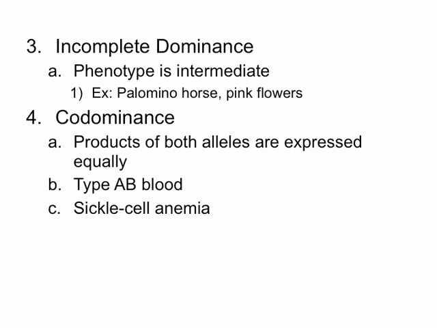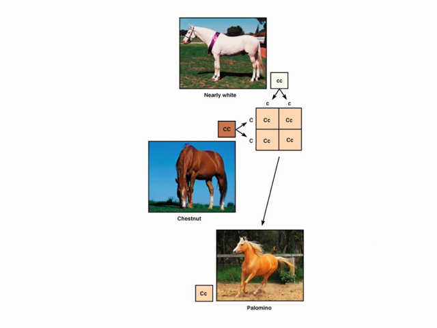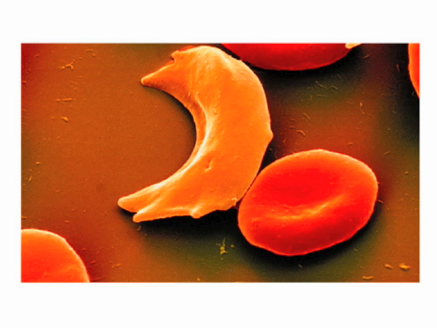This picture here shows you the situation with the palomino horse. So we've got the white horse with the brown horse or the chestnut horse, and we end up with an intermediate color or the palomino. And this picture is of the red blood cells showing some sickle cell anemia.